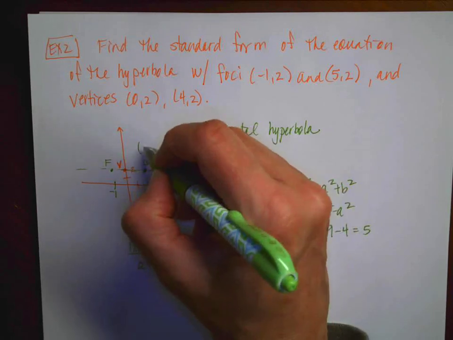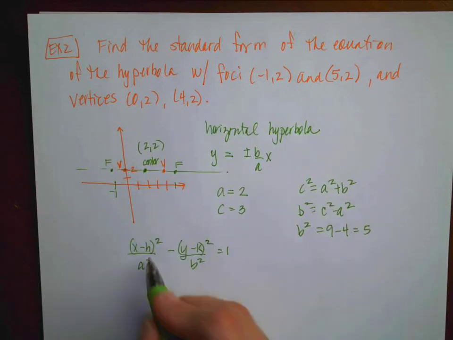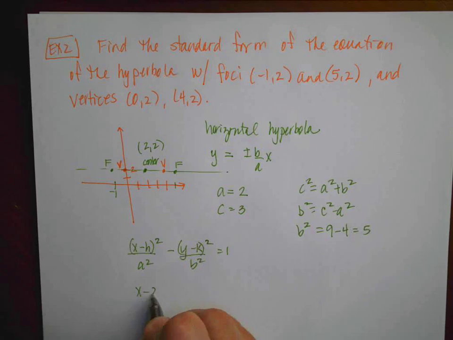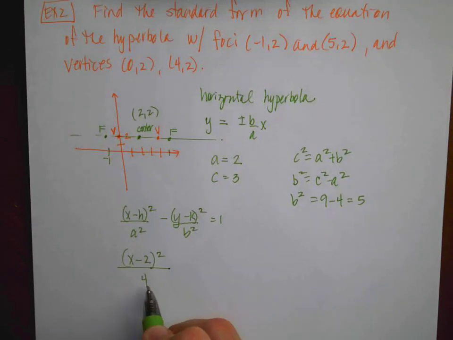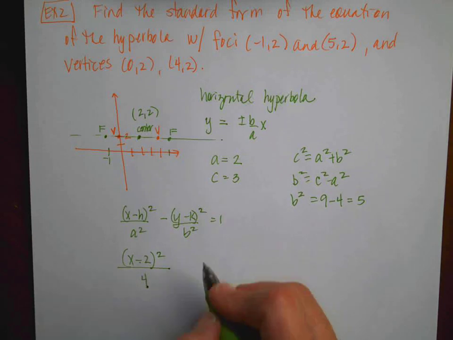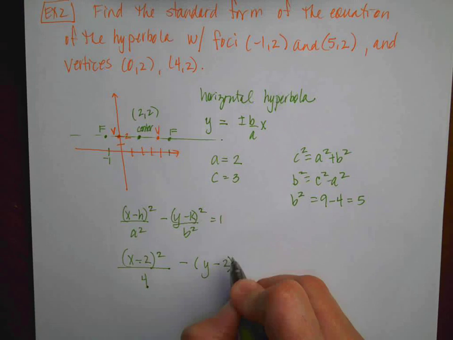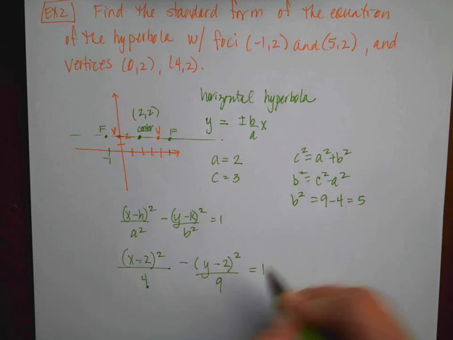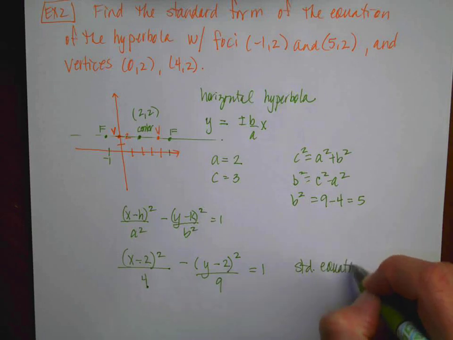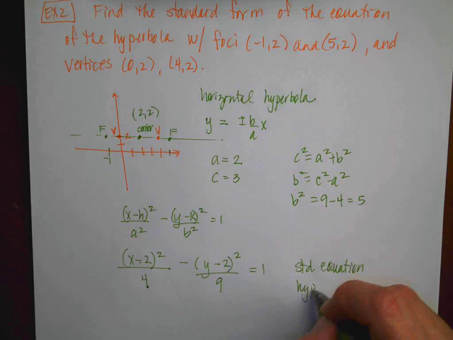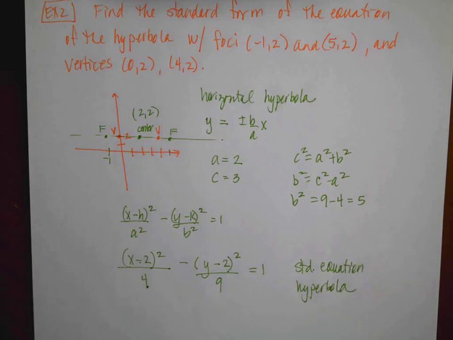Now I know everything. I'm going to write my coordinates for my center. My center's at 2, 2. So now I can fill everything in. It's going to be x minus 2 quantity squared over a squared, which is 4. Remember, a doesn't have to be the largest number like it does with an ellipse. a just has to go with the positive variable, and then minus y, my k value is also 2, quantity squared over 9 is equal to 1, and this is my standard equation of the hyperbola.